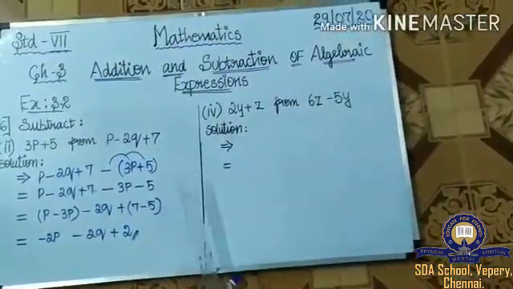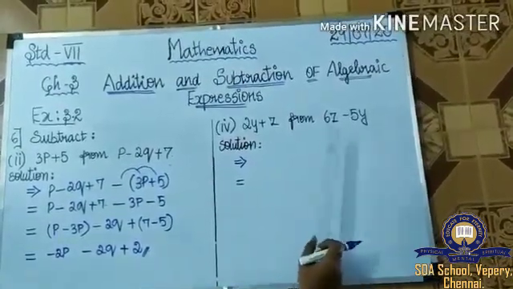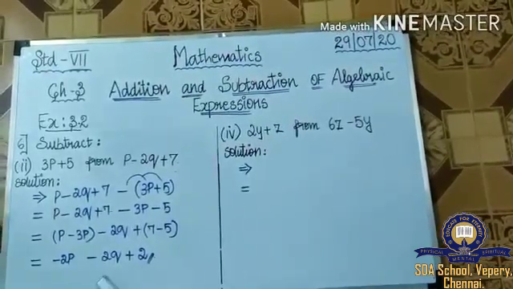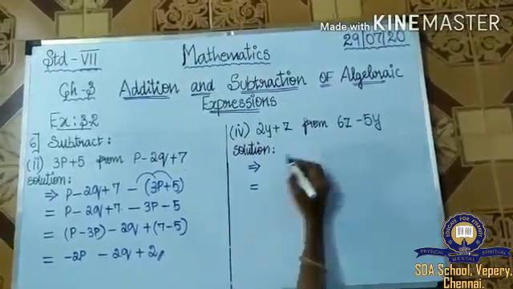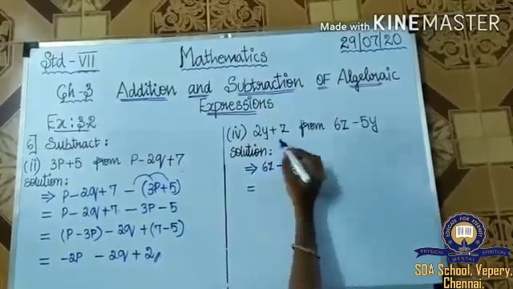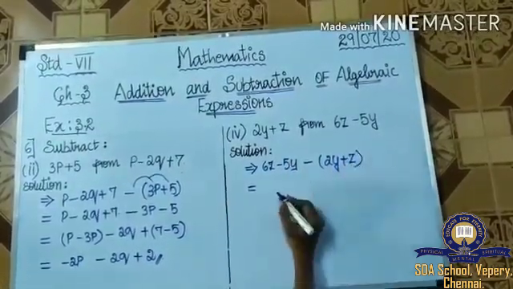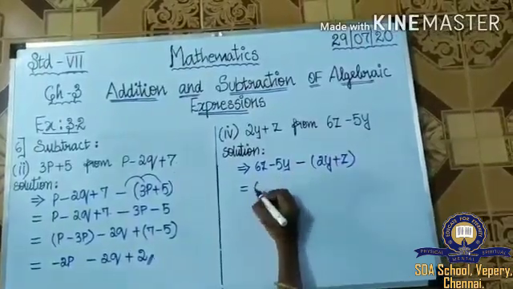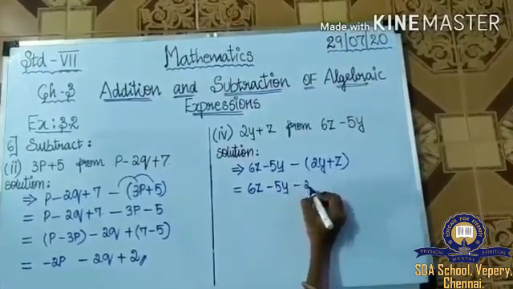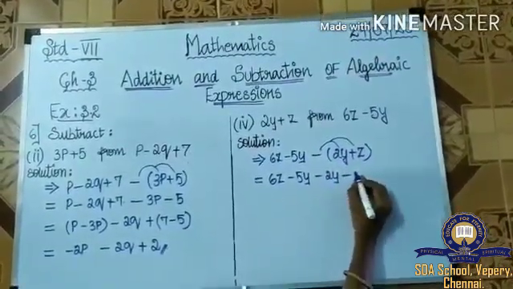Let's move on to our fourth subdivision, 2y plus z from 6z minus 5y. We are going to subtract the two terms. In the same way we did in the previous sum also. Okay. So first we are going to subtract, minus of this term. This is subtract, right? So minus of this term. The second step is we are going to multiply. So 6z minus 5y minus 2y and then minus into plus we will get minus z.